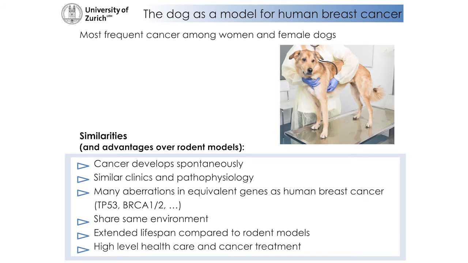There are many aberrations in the equivalent genes as in human breast cancer, for instance, TP53, BRCA1, BRCA2, just to name a few. Dogs very often closely share the environment with their owners, so they get exposed to the same environmental factors as we do. They show expanded lifespan compared to rodent models, and they receive a high-level health care and cancer treatment, which makes it possible to get samples for analysis.